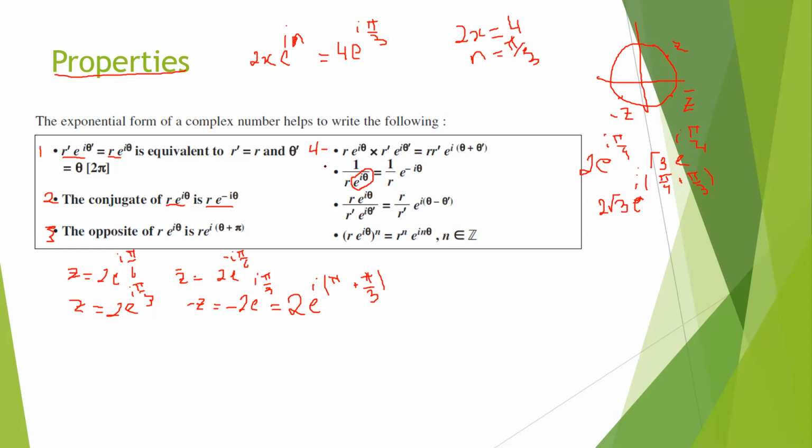Any questions about property 5 and 6? This is 5. No. And this is 6. It says the power does not go up, we bring up only the power, not the number. Here power to the power: it becomes r to the power n, e to the i theta n. Okay.